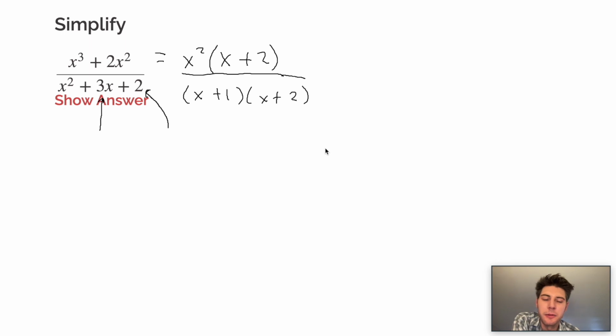And then from here, we have x plus 2's that cancel. And now our final answer is x squared over x plus 1.